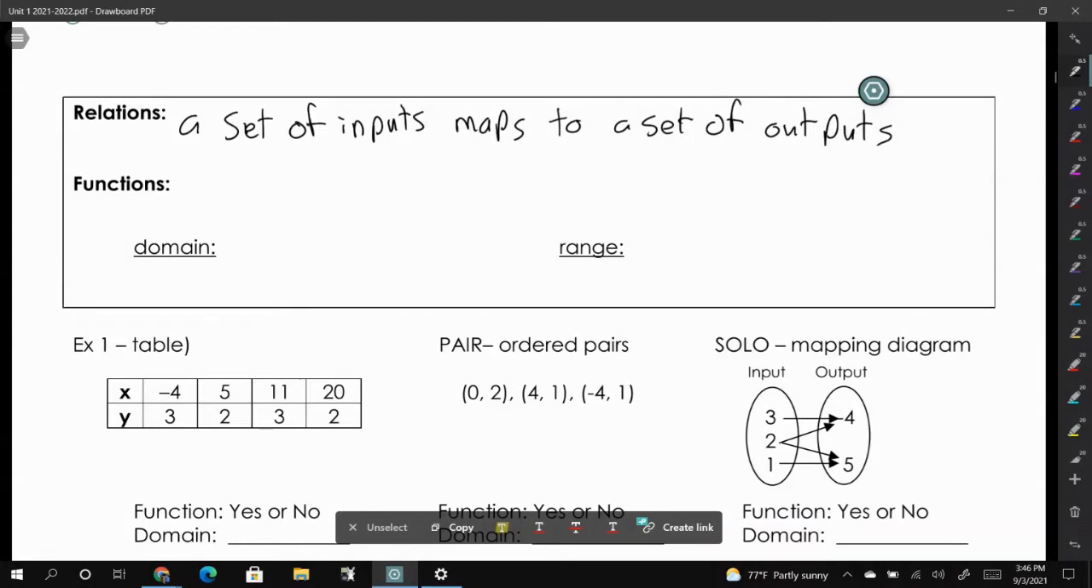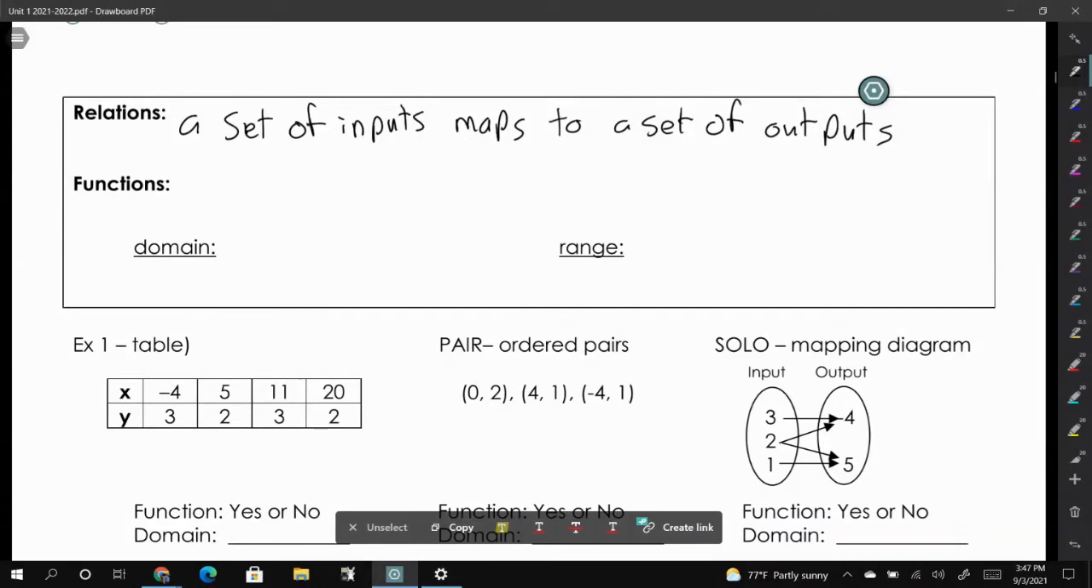You go to a vending machine, you hit a button, that's your input, and the output is a snack or the drink or whatever you selected. So that's a relation. You have some inputs and you have some outputs, and they're related to each other. This input gives you this output always.